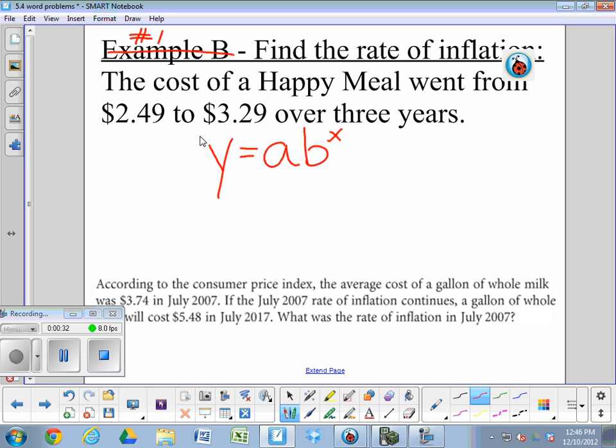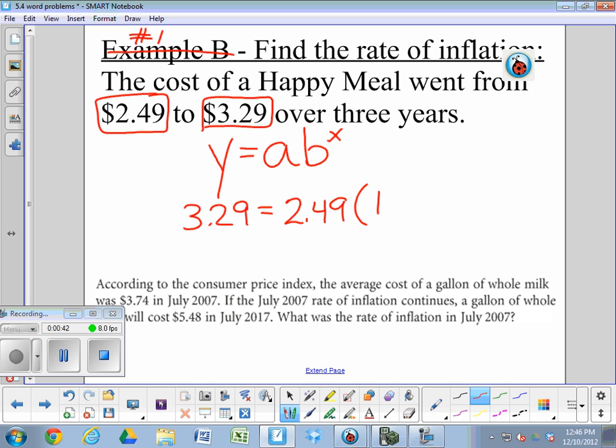So 329 is going to be our y, so that's the new amount. 249 is going to be a, the old amount. B is what we don't know. It's going to be the growth factor, which we are going to change to a rate. So we're going to convert it to a percent. And 3 is the amount of time that it took to do that.